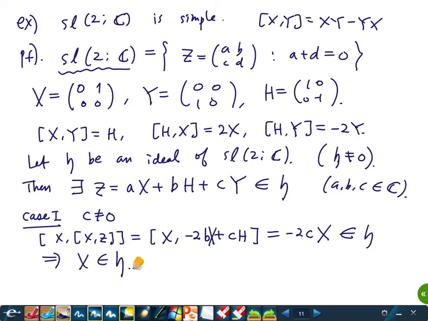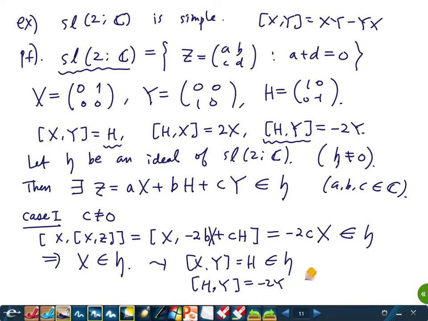But once you have x in H, you can just kind of, what else? You take the bracket with y, then you will get h. Here you will get h. h is in H. And now h is in H, so the bracket of h and y is going to be minus 2y, which is in H. So we found everything. x is in H, h is in H, y is in H. So it's going to be the whole set, the whole space. So H is sl2C. The other cases can be done similarly. Okay, you get the idea.